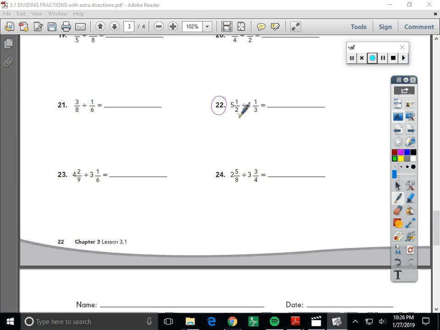So what did we show you to do with a mixed number? Oh, we have to turn it into an improper fraction. Sometimes we call this macking. We're going to mack it. It's just an acronym to help us remember.